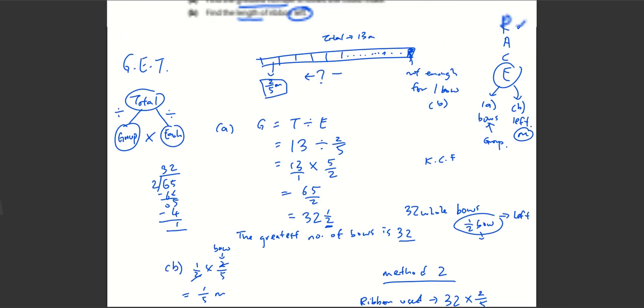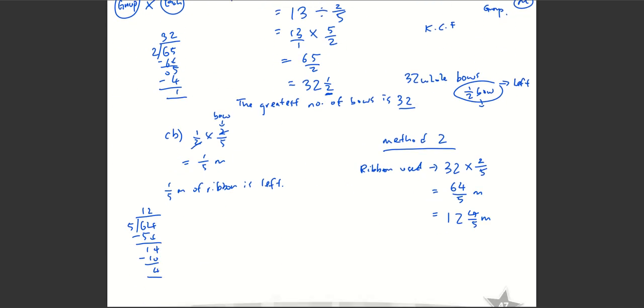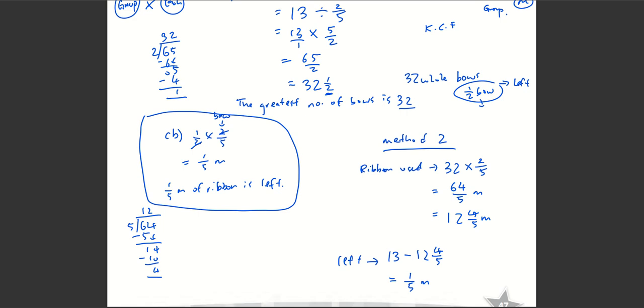So the whole ribbon was 13 meters. So the leftover will be the whole ribbon, that's 13 meters minus 12 and 4/5. That will also give me 1/5 meter. Okay, so this is method 1. And this is method 2. Give you the same answer.